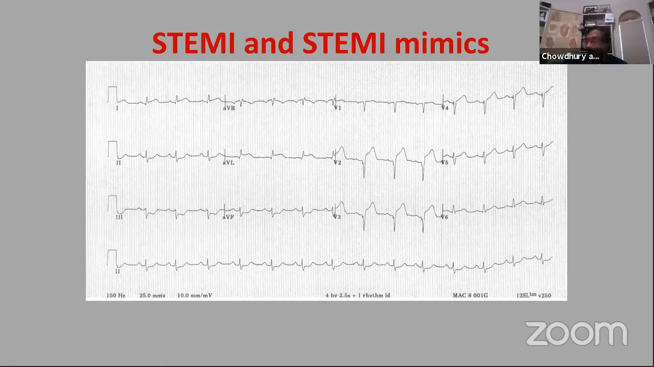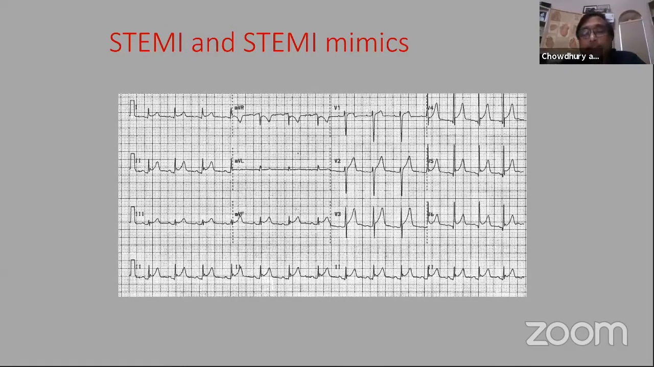So this one, you will agree that this is convincingly anterior ST segment elevation MI. There are actually some Q waves in V2, V3, and then there is ST elevation in leads 1 and AVL, and there is ST segment depression in 2, 3 and AVF. So compared to that, what about this one? Hafiz, can you go back, please? Yeah.